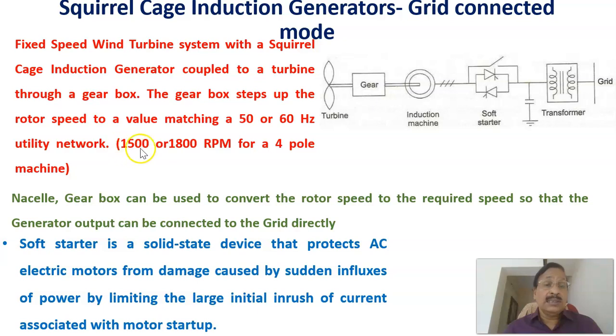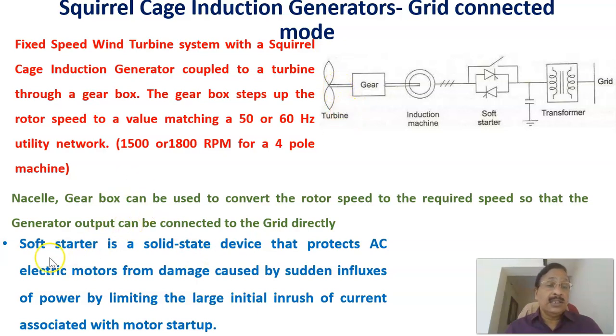The RPM will correspond to the required output. To generate 50 hertz, the required RPM is 1500. To generate 60 hertz, 1800. Therefore, for a 4-pole machine, that is the speed required to generate a 50 or 60 hertz signal. This gearbox can be used to convert the rotor speed to the required speed so that the generator output can be connected to the grid directly. If it is a 50 hertz grid, the supply frequency is 50 hertz, then the machine is to be run at a speed corresponding to 1500.